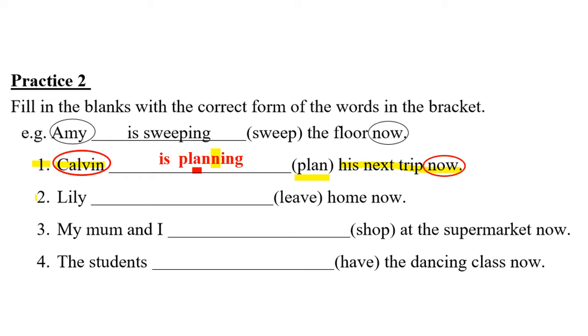Now let's go to question number 2 and read question number 2 together. 3, 2, 1. Lily do home now. What is the time word of this question? Correct. The time word is now. That means we have to use continuous tense. How about the subject of this question? Great job. The subject is Lily, which means this sentence starts with she.